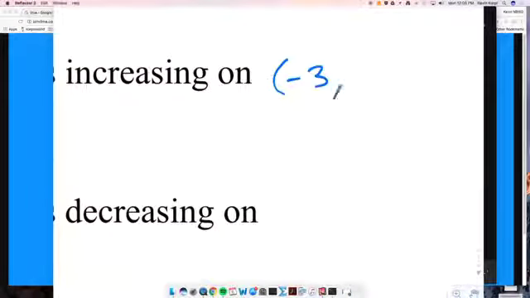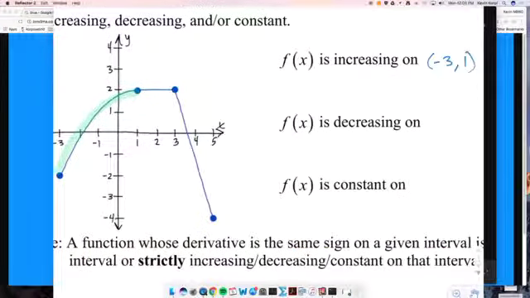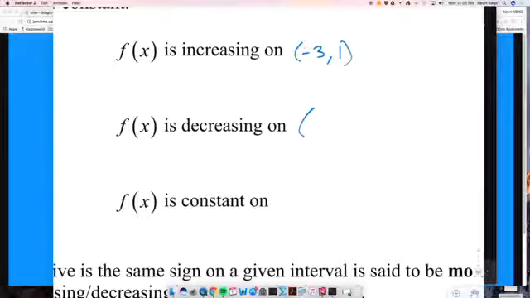So you can list it like this. And that looks like an ordered pair, right? But we know it's not because of context clues, right? We can read the context. This function is decreasing when the graph's going downhill. That's from 3 to 5.